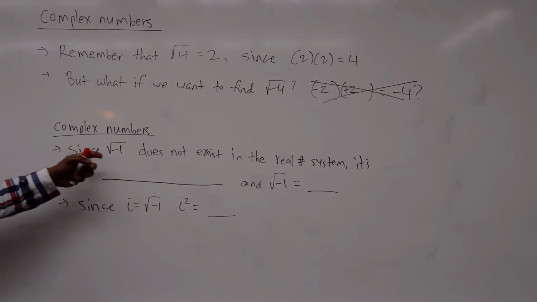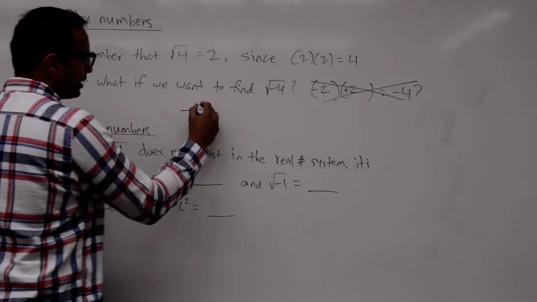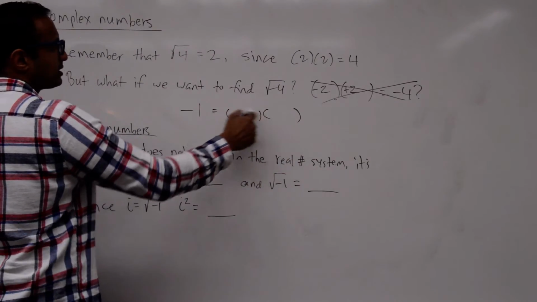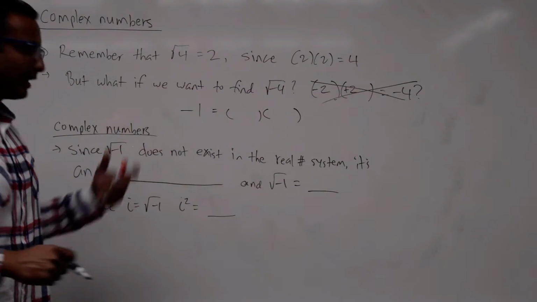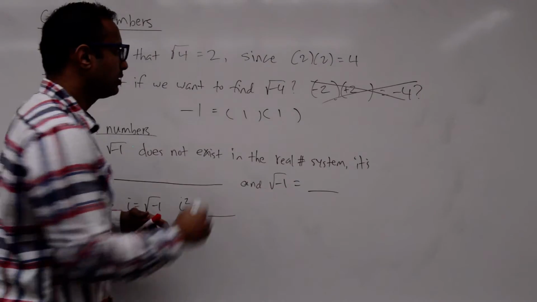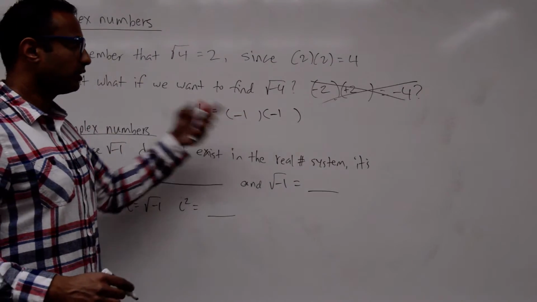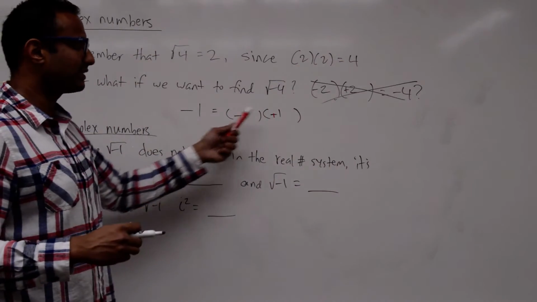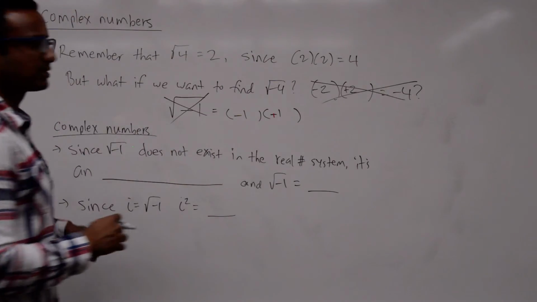Since the square root of negative 1 does not exist in the real number system, just like negative 4, if you say the square root of negative 1, that's equal to what times what? Which number multiplied by itself will give you negative 1? Can't do that. 1 times 1 is 1. Negative 1 times negative 1 is positive 1, so that doesn't work. The closest we can get is negative 1 times positive 1 is negative 1, but that's not the same number. So the square root of negative 1 doesn't exist.